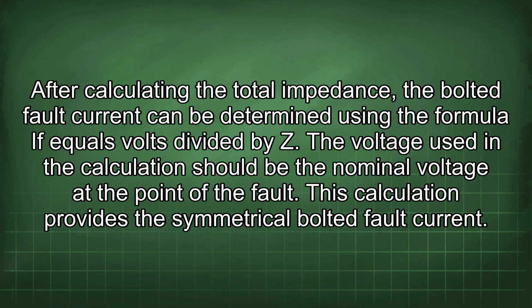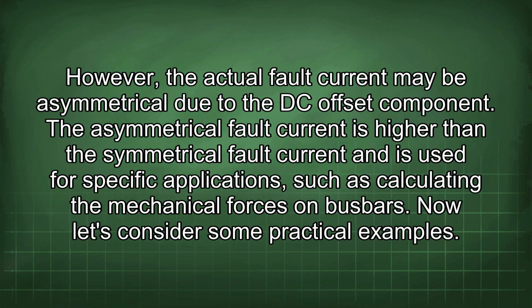After calculating the total impedance, the bolted fault current can be determined using the formula F equals volts divided by Z. The voltage used in the calculation should be the nominal voltage at the point of the fault. This calculation provides the symmetrical bolted fault current. However, the actual fault current may be asymmetrical due to the DC offset component. The asymmetrical fault current is higher than the symmetrical fault current and is used for specific applications, such as calculating the mechanical forces on bus bars.